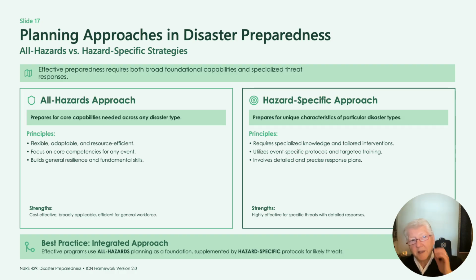So on this slide, it basically compares the all hazards and the hazard-specific planning approaches. In the U.S., we tend to use all hazards approach. The all hazards approach prepares for core capabilities needed across any type of disaster. It emphasizes flexibility, adaptability, and efficient use of resources. This approach is cost-effective and broadly applicable across the workforce.